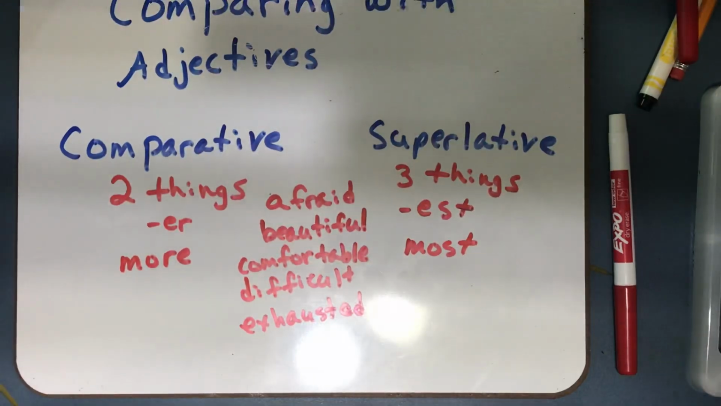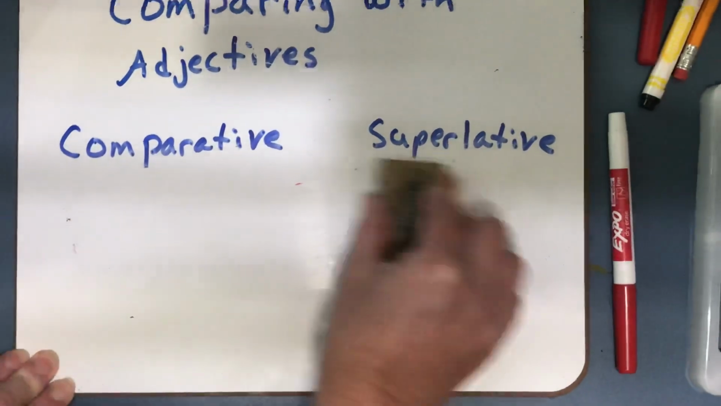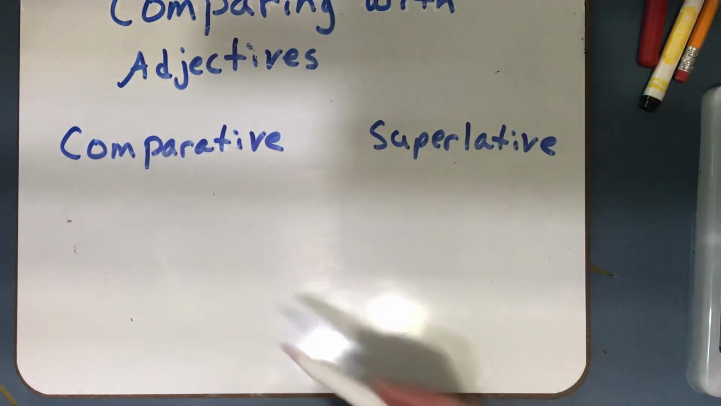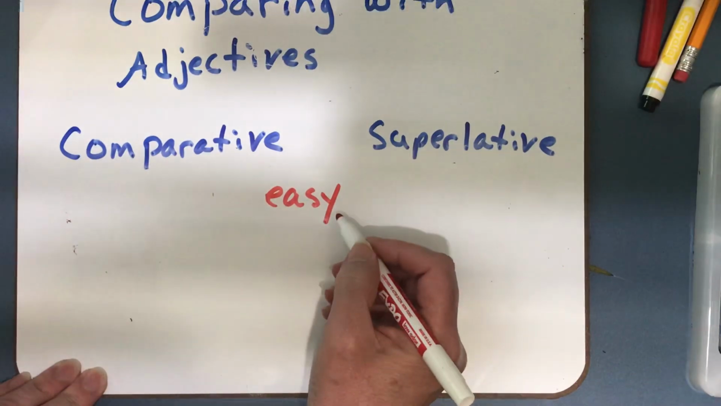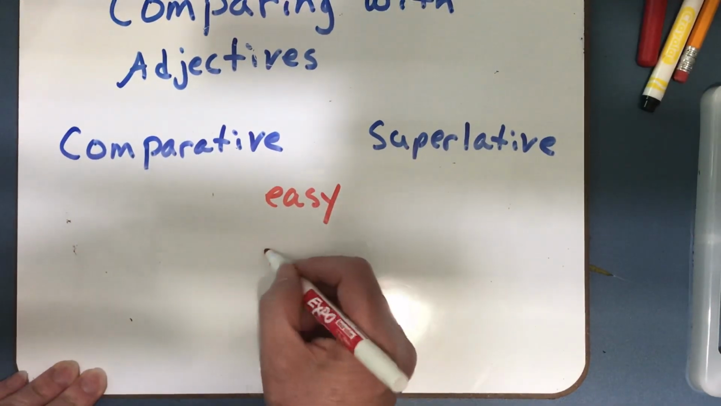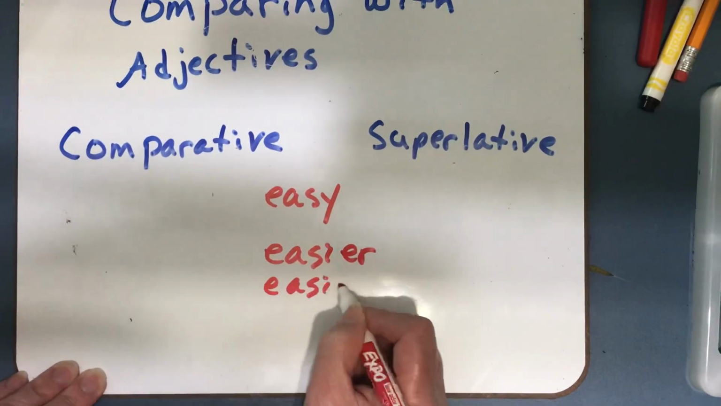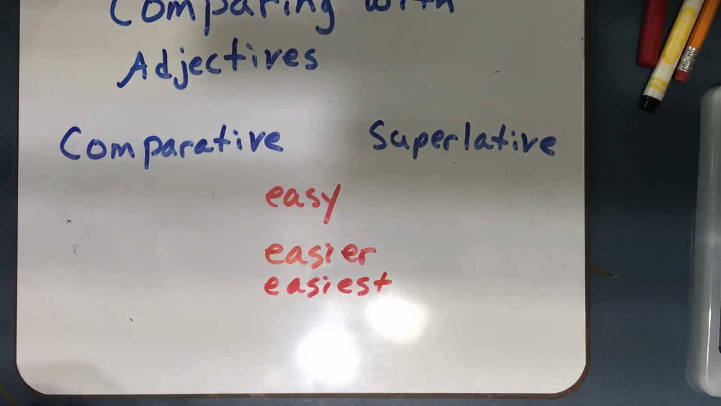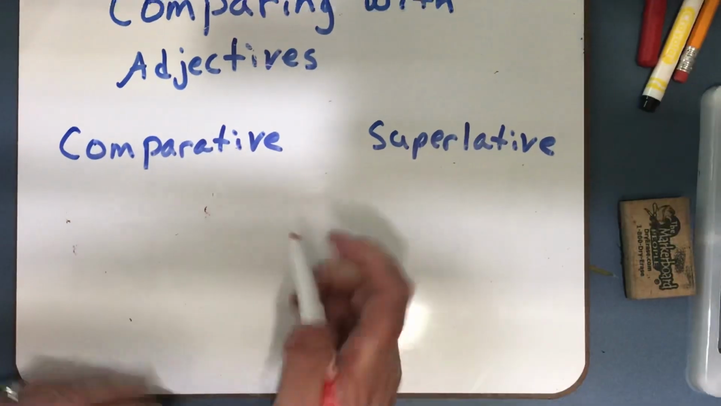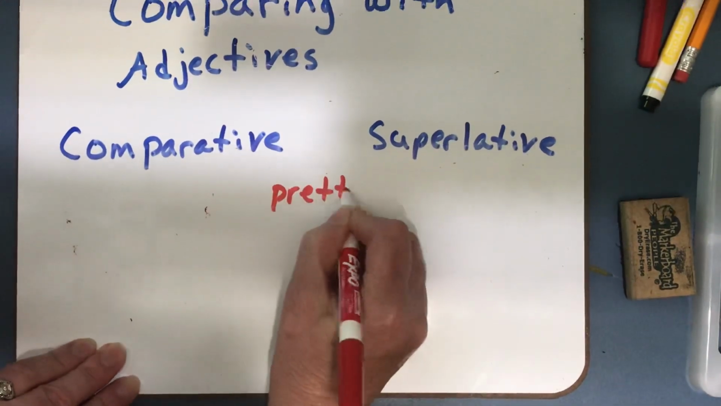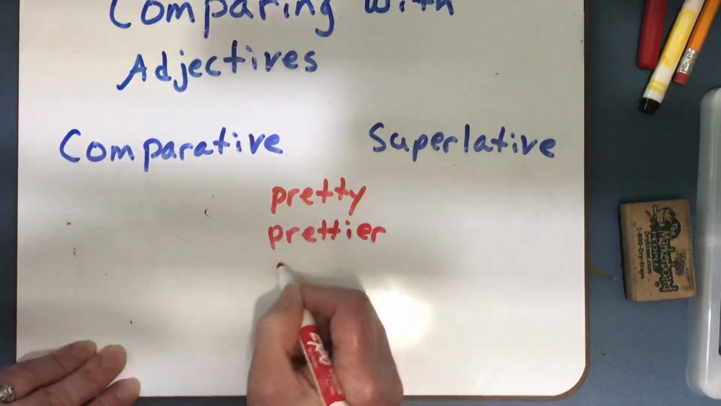Now there are some spelling rules we need to talk about when adding ER and EST. Okay, if we have a word like easy that ends in a Y, in order to add ER or EST, I need to change the Y to I and add ER or add EST. Easier, easiest. Change the Y to I. Another example of a word like that would be pretty. You change the Y to I before adding the ER or the EST.